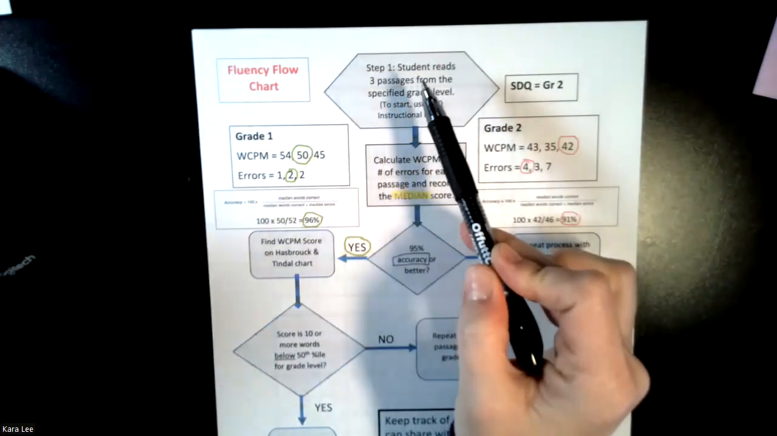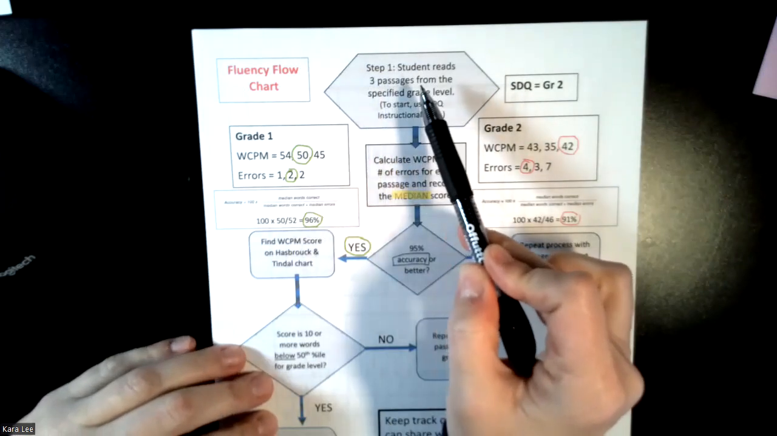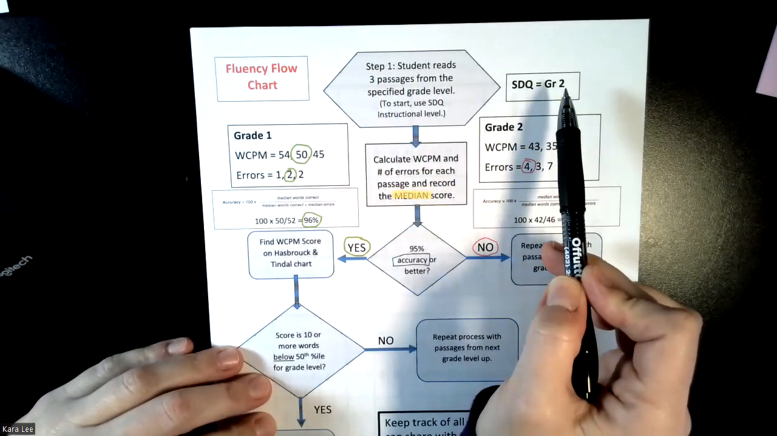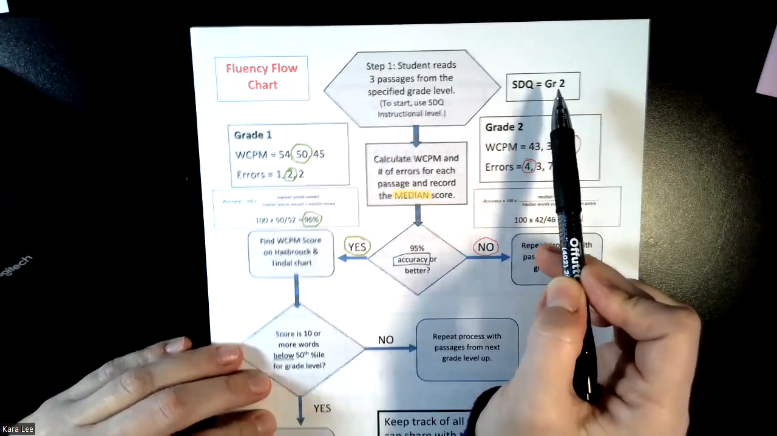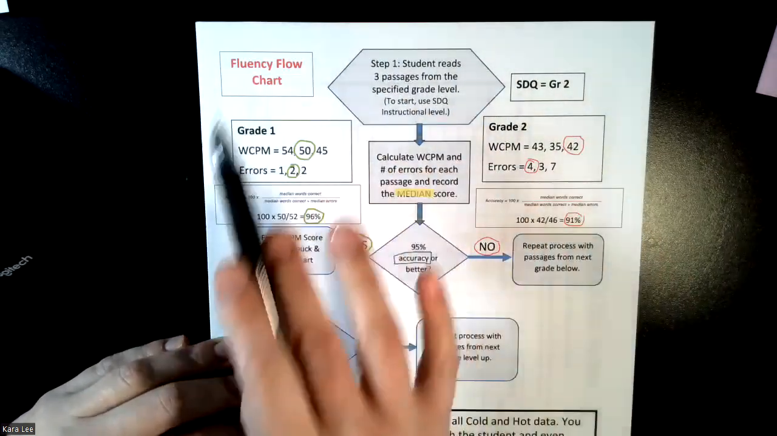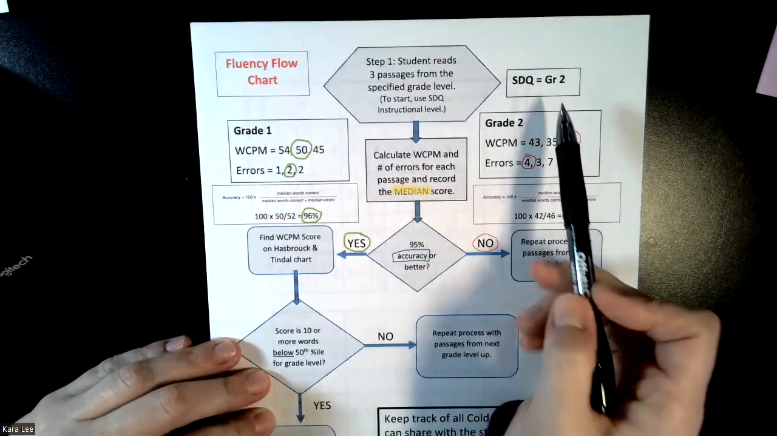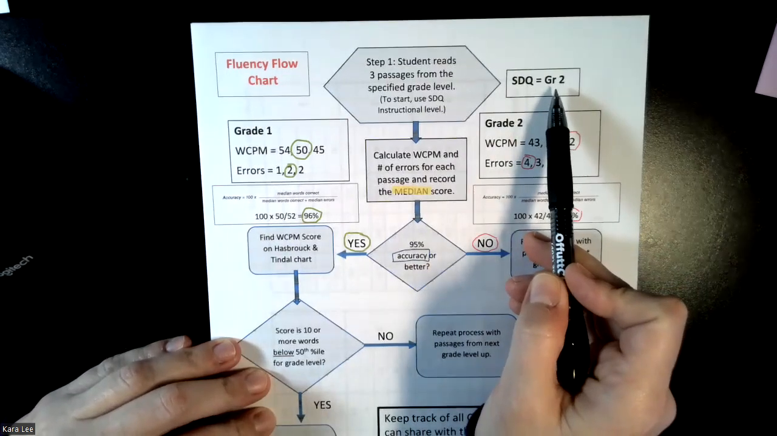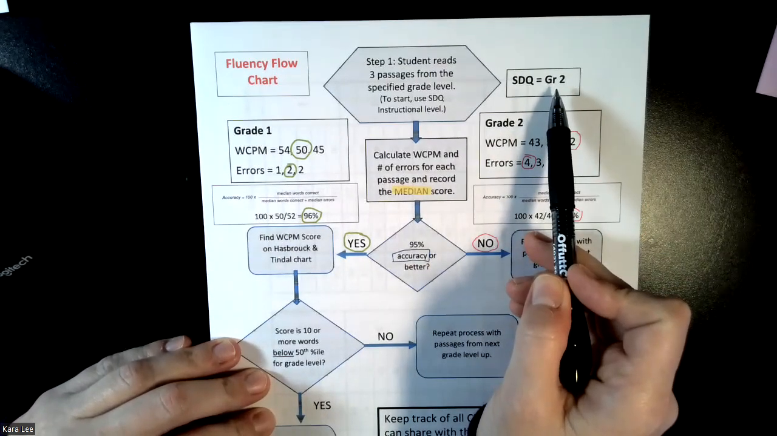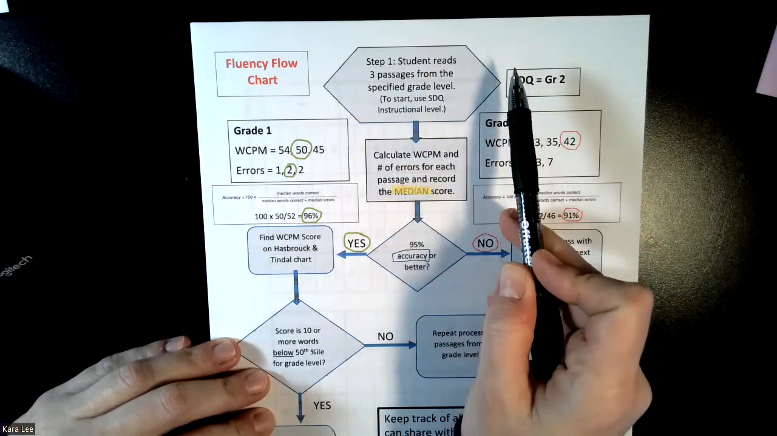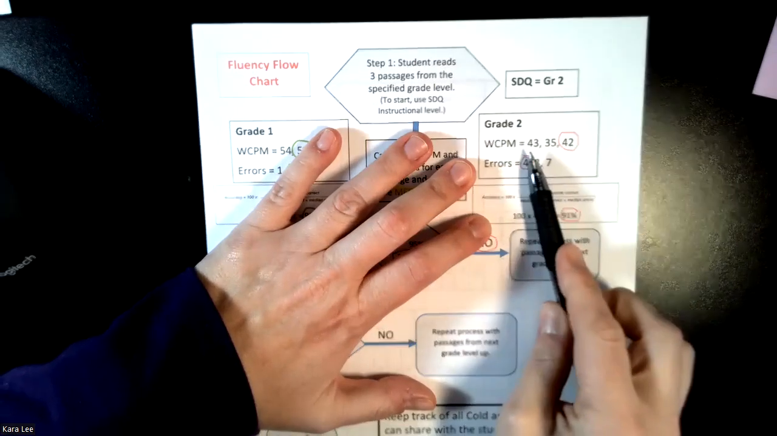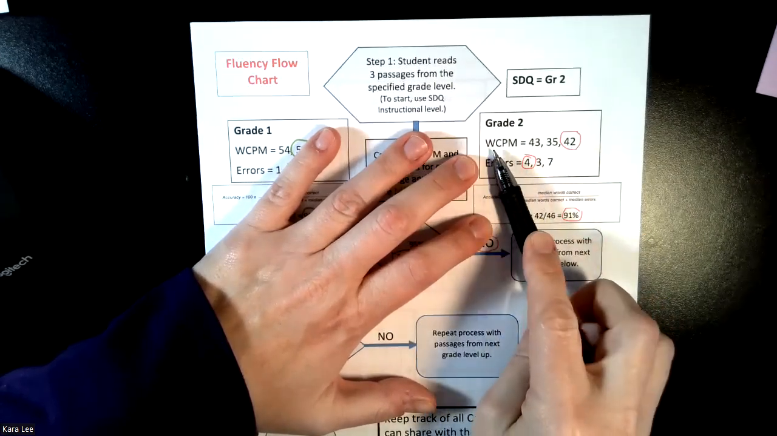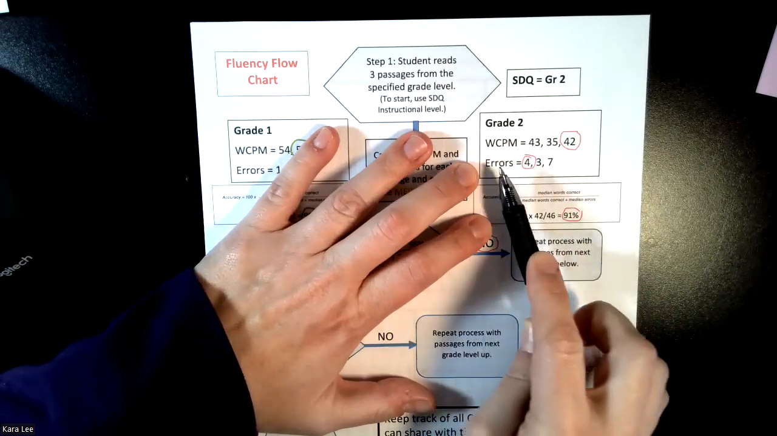So now the student is going to read 3 passages from that grade level text. Remember, this student is in 5th grade, but that doesn't matter. We have to find the level at which we want to be intervening in their fluency. So we're going to have them read 3 2nd grade level passages. Okay, check. So they did that. And we got now 3 scores for words correct per minute and errors.